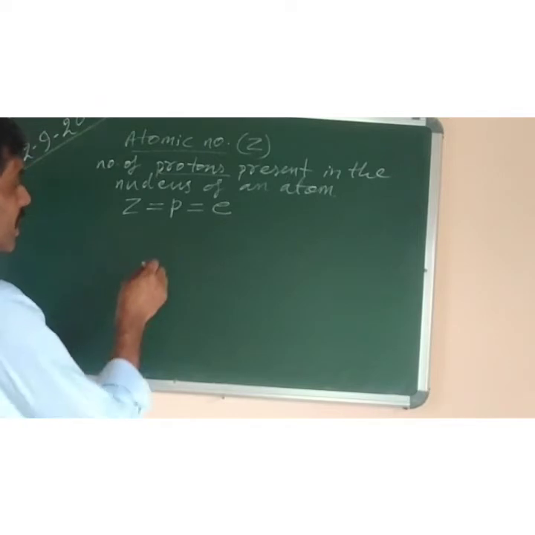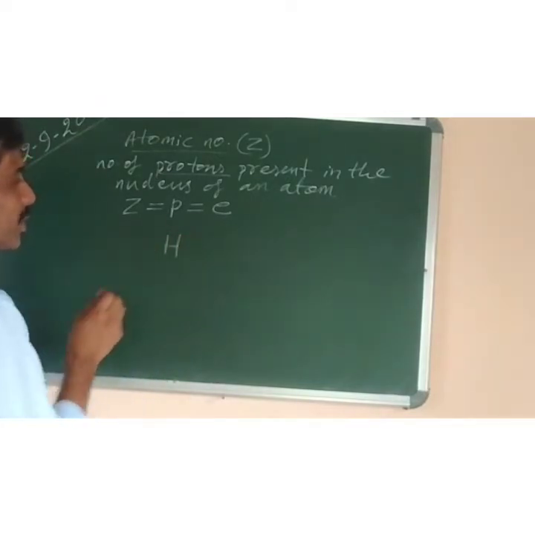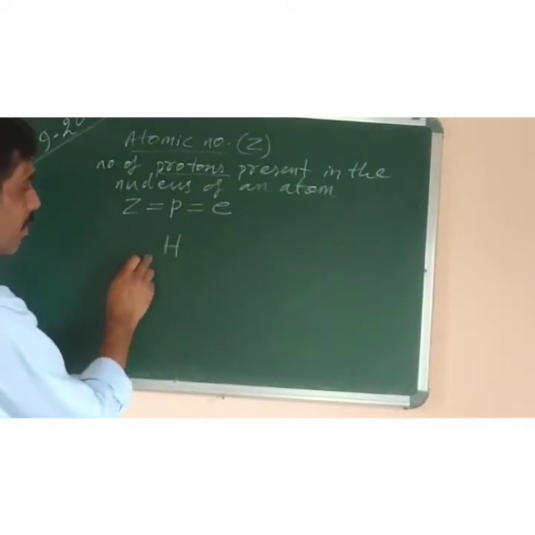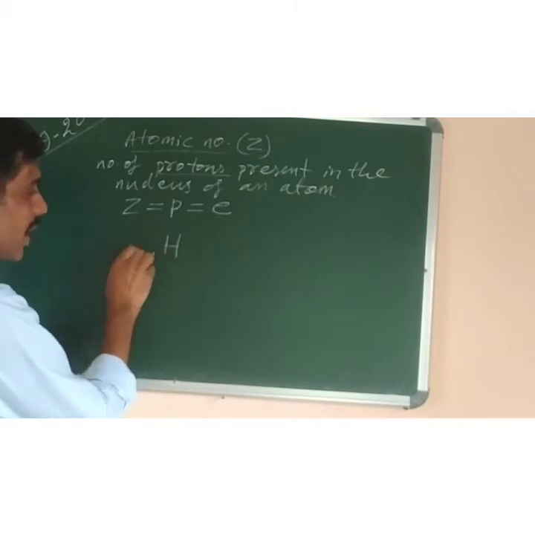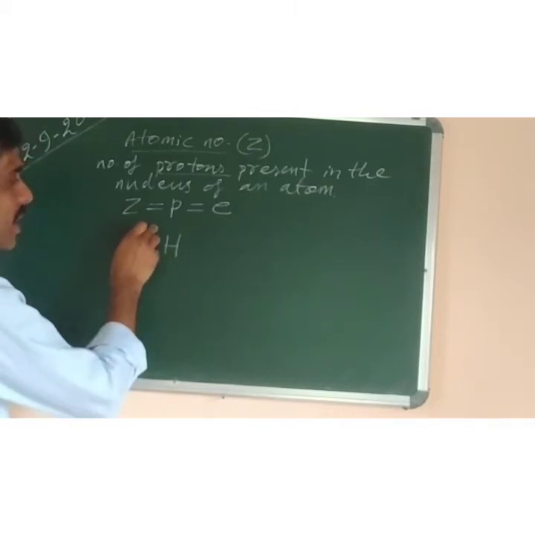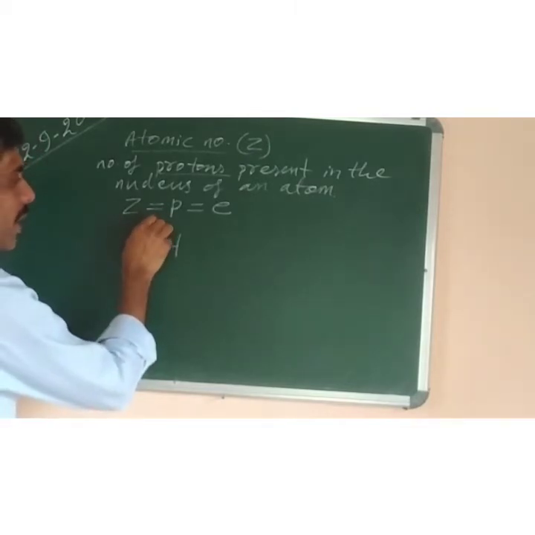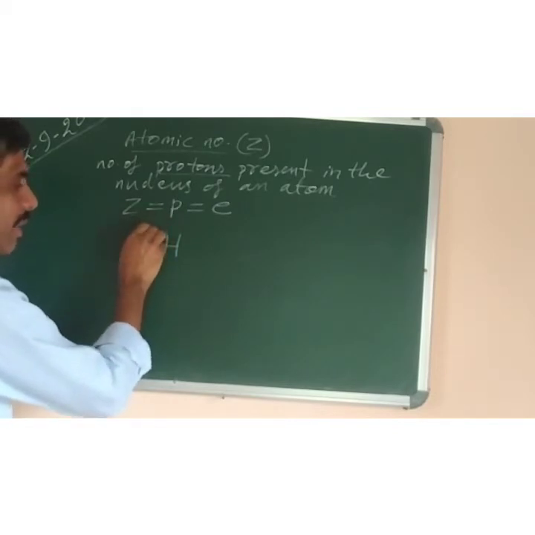For example, if I write hydrogen, where to write its atomic number? The atomic number is written here, subscript means 1. And the mass number is written here only, that is 1. Okay, 1H1 we can write.